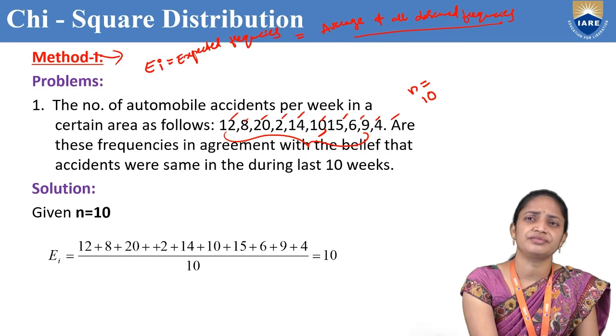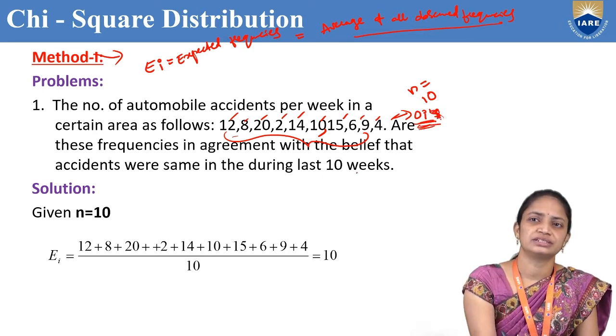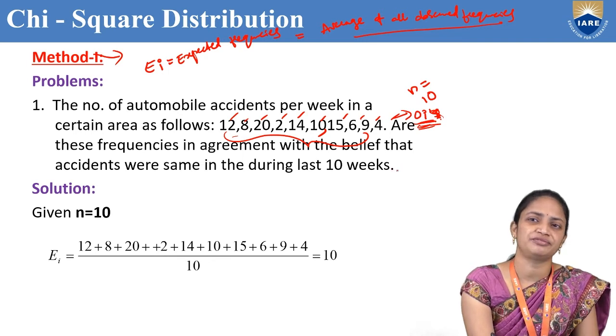The given frequencies are observed frequencies. That means these are all OI values: 12, 18, 20, 22, 14, 10, 15, 6, 9, 4. So these are all observed frequencies, the OI values. Next we need to find the expected frequencies.